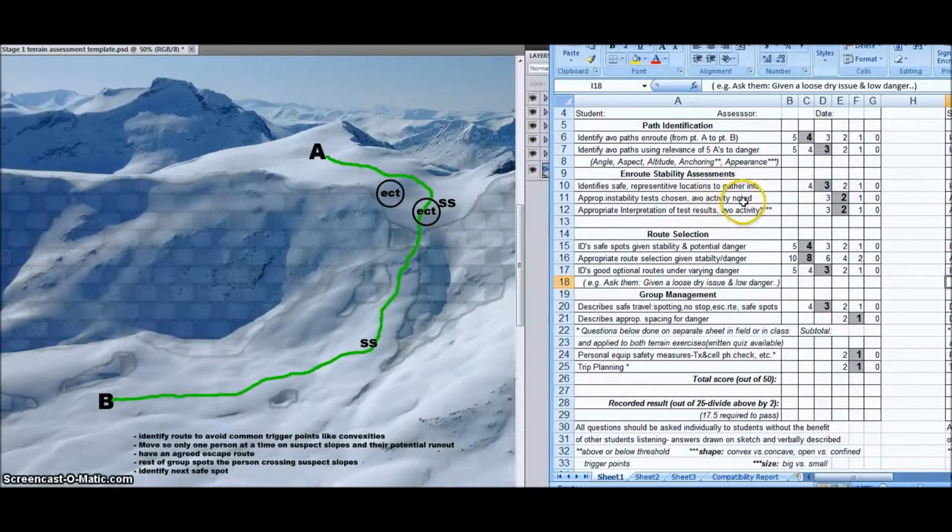Next one, it says appropriate instability test chosen. Because it was a wind slab, I would be really happy with him using an ECT. Give him full marks on that as a 3.